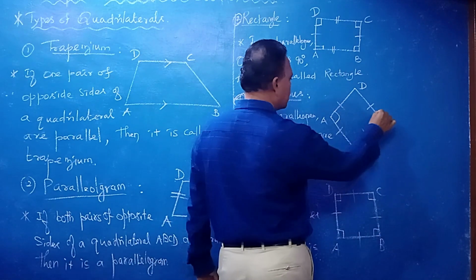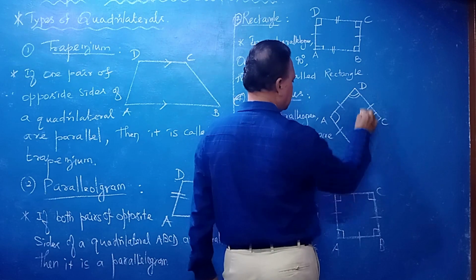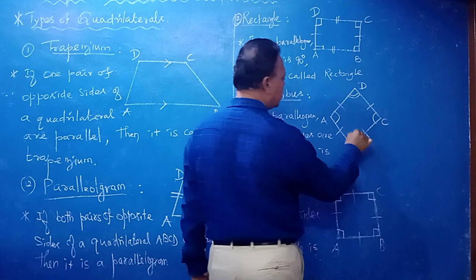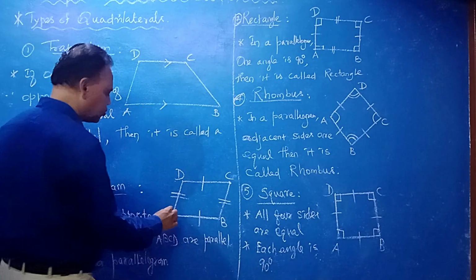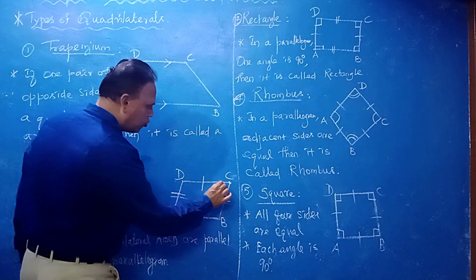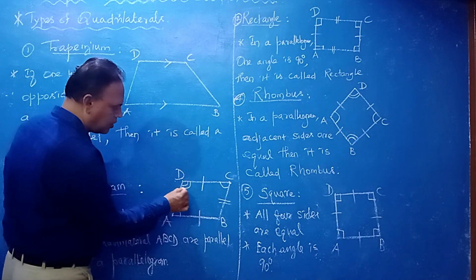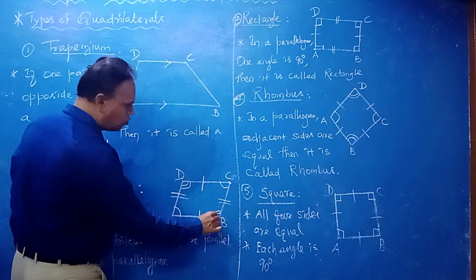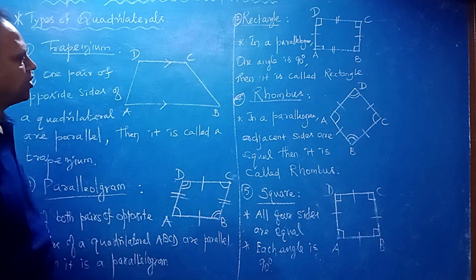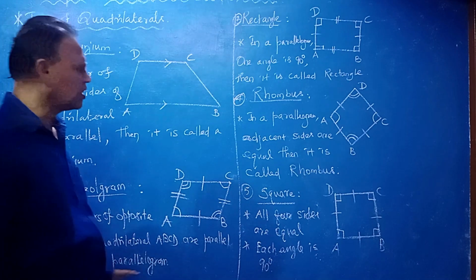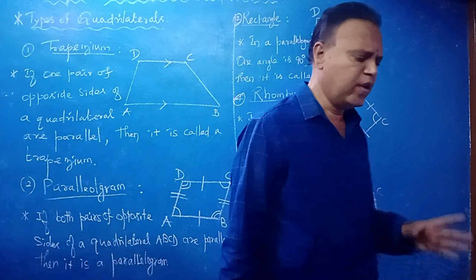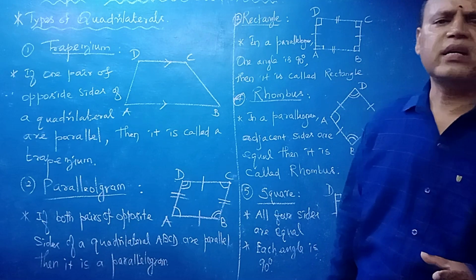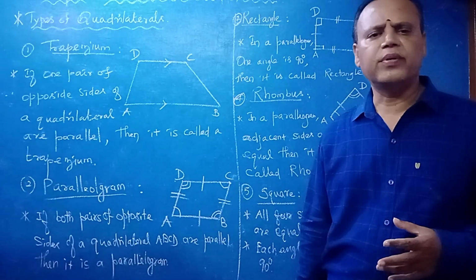Here opposite angles are equal. Like this means opposite angles are equal. Here also opposite angles are equal. Like this you put, it means opposite angles are equal. Okay, remember. So these are the basic concepts. Clear? So, types of quadrilateral.